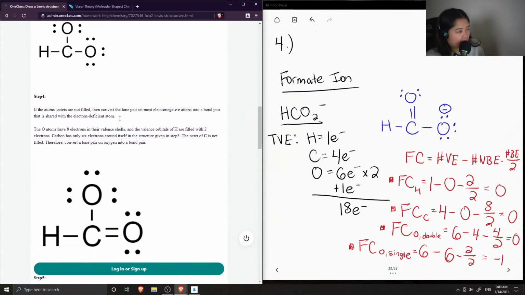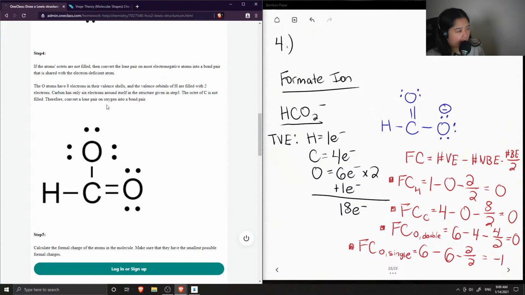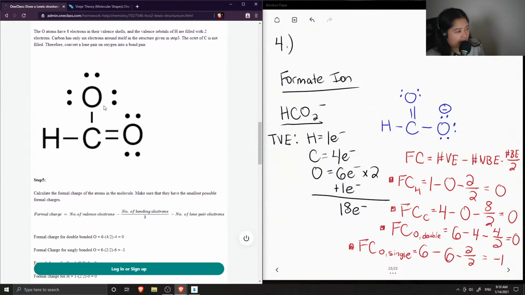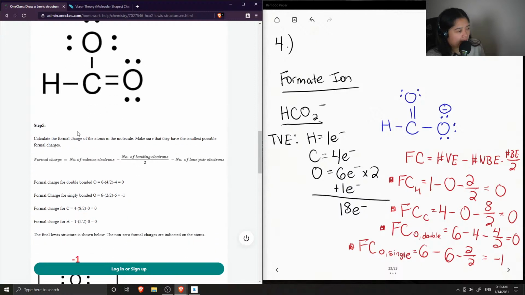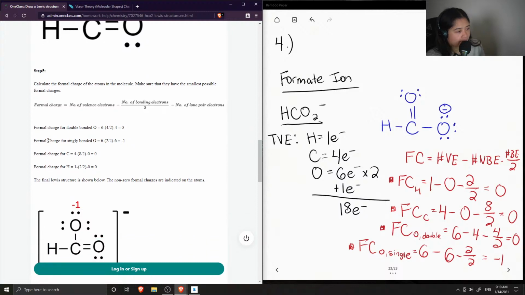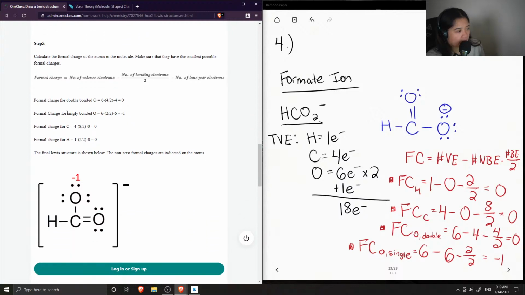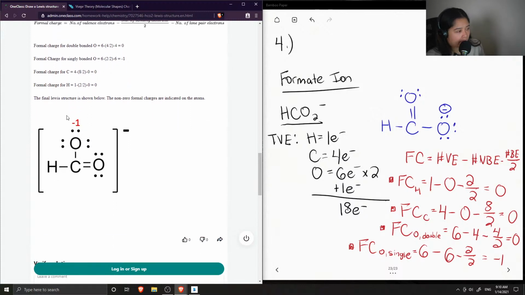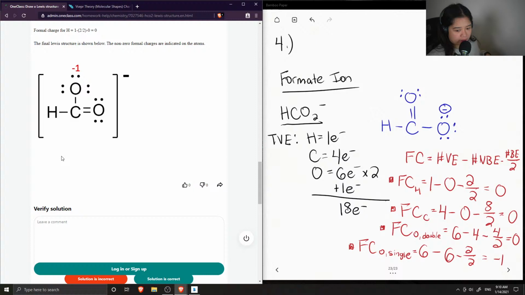And then now they added a lone pair on the carbon since it didn't have a full octet. And then they calculated the formal charge of all of the atoms in the molecule. Make sure that they have the smallest possible formal charges. Okay, and they got -1 for the singly bonded oxygen and got the correct Lewis structure. So this solution is correct.